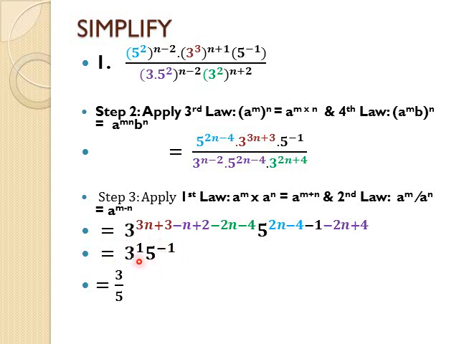Come to the end, there will always be some term that will be negative or to the power 0. And we will test your knowledge of your definitions. So 5 to the negative 1 must go to the bottom to become positive, and that becomes 3 over 5.